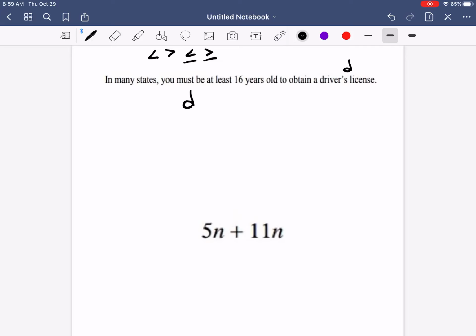So at least means that it does include 16 years old. You can be 16 years old to get a driver's license. So that means it's not going to be one of these because it includes 16. So it's going to be greater than or equal to, because you have to be greater than or equal to 16 to get a driver's license. Sometimes it's going to say must be less than 16 years old or more than 16 years old, and then you would use these signs. But right now it says at least, which means it includes 16.